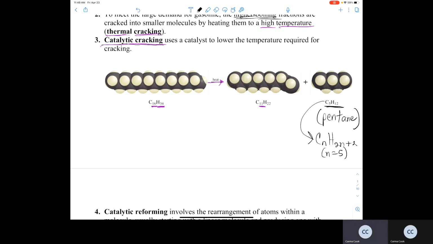Now C11H22 is an alkene. There's one double bond in the formula of this compound. This formula is of the form CnH2n, making it an alkene.